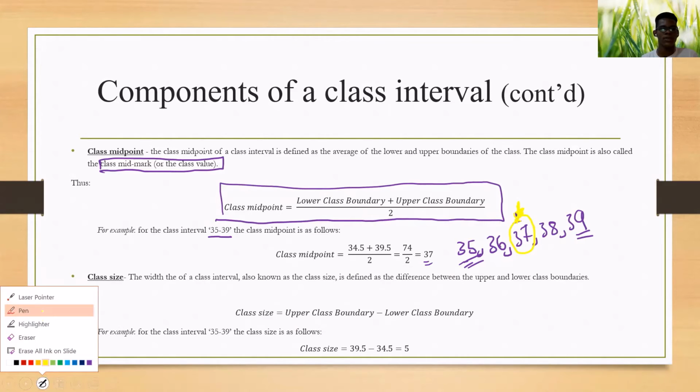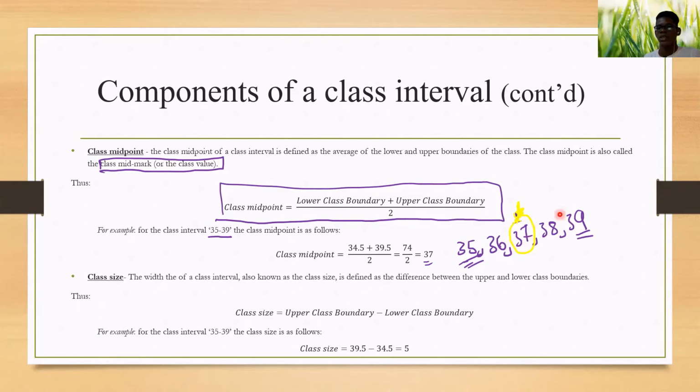So you can see that your class midpoint is actually in the middle. Again, we're looking at values from 35 to 39. The lower limit being 35, list your natural numbers up to 39, our upper limit, and you will see that your class midpoint is actually that middle value.